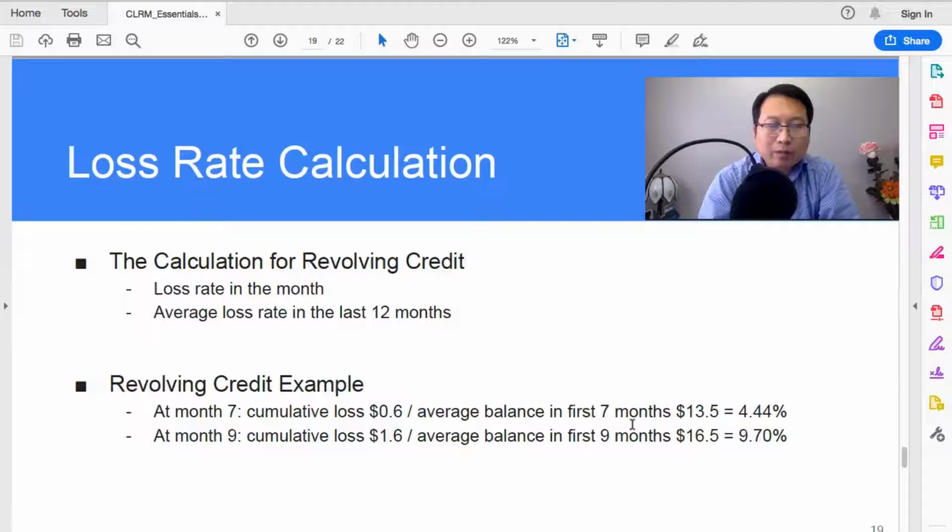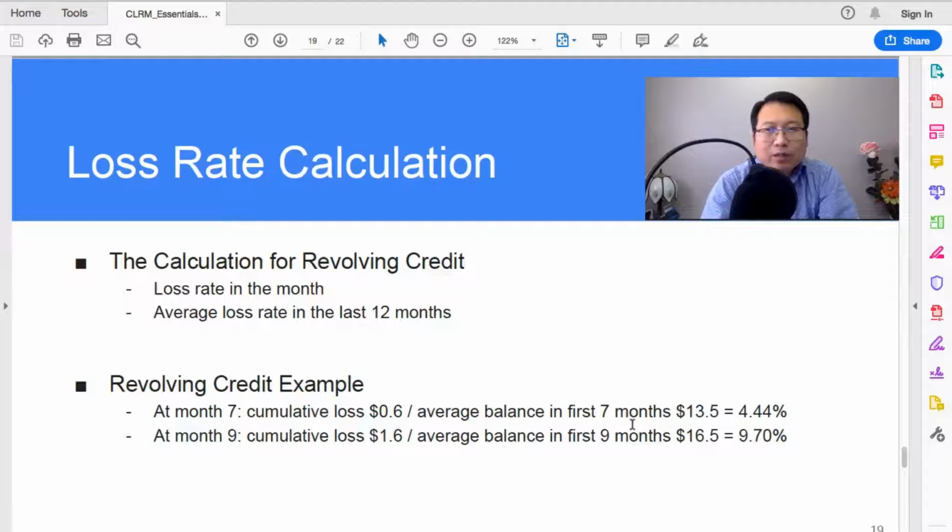So another way to look at the loss rate is to look at the average loss rate in the previous 12 months. Especially for a more mature portfolio, that makes more sense. You just aggregate all the losses in the previous 12 months. That's the sum of the 12 months' loss divided by the average balance in the previous 12 months. This way you smooth out the seasonality. For example, for December, your balance will shoot up because more people will shop. That will artificially lower your loss rate. By using the last 12 months, you get rid of that seasonality.